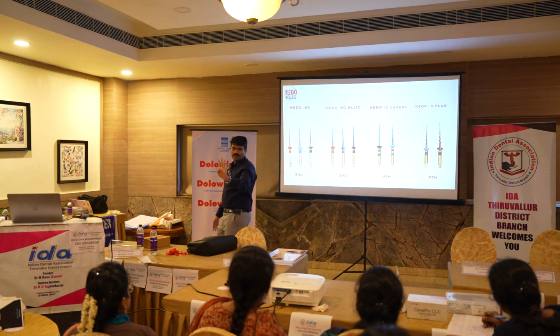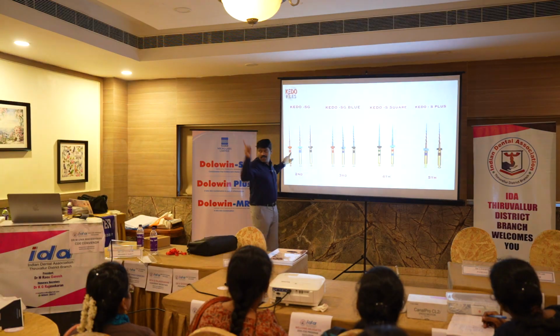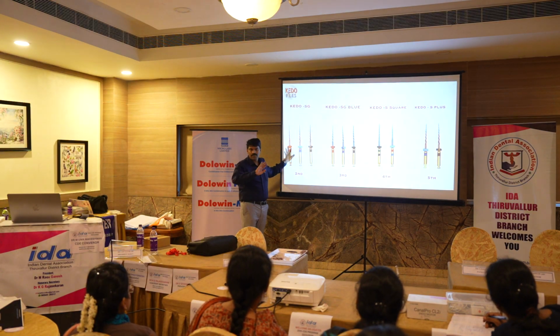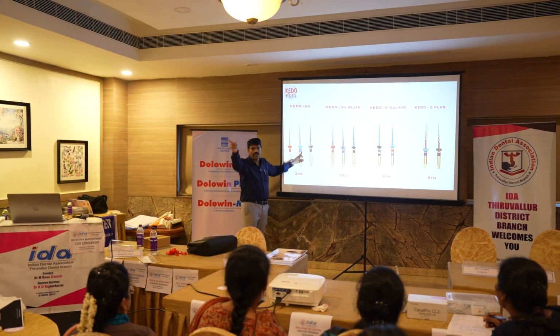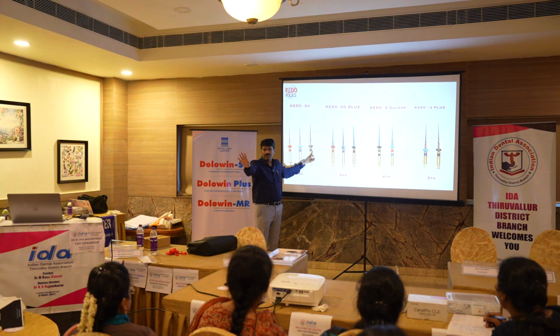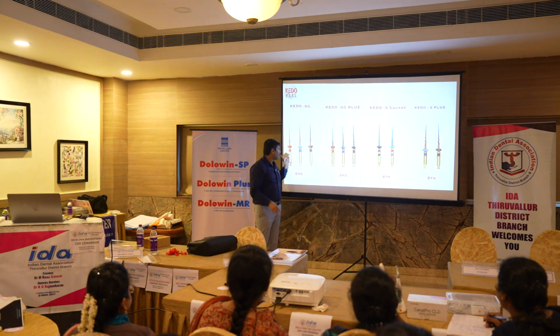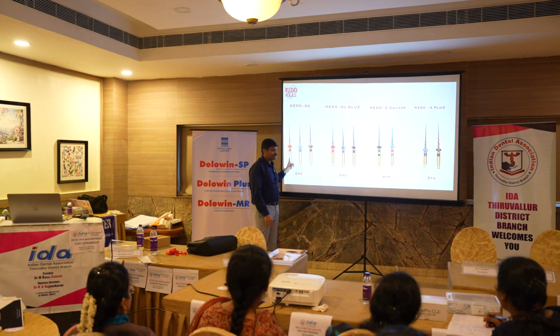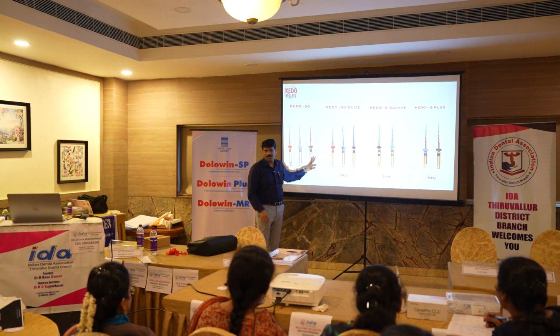Four files done. 15 size K file followed by red, done. 15 size K file followed by red and blue in distal, done. 30 size K file followed by the black, done. Rotary file preparation, I'm telling you, is similar to your hand files. This will take 30 to 40 seconds. Your molar preparation is done. This only one file, 40 seconds it will take and prepare.